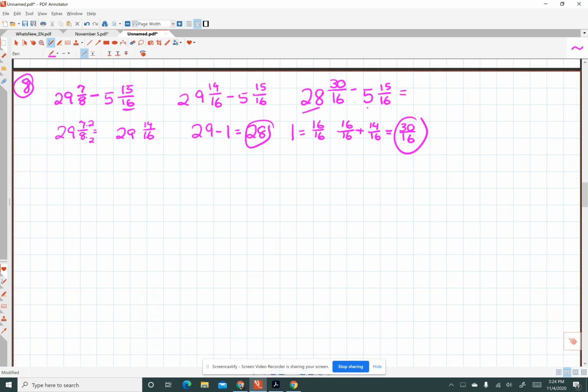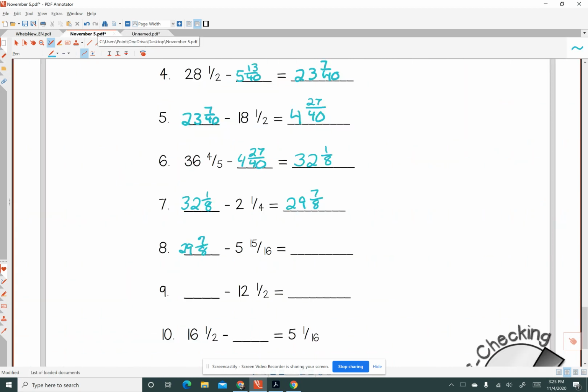So 28 minus 5 is 23. 30 minus 15 is 15/16. And that is fully simplified. That cannot be simplified any further. 23 and 15/16. That also goes here. And we're on our 9th problem.